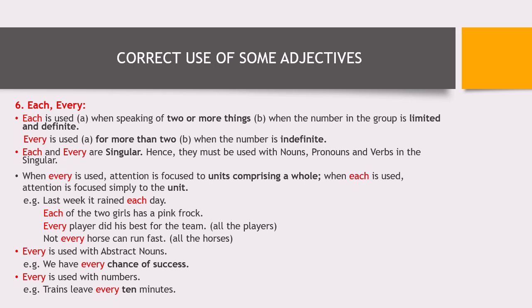All the horses. Every is used with abstract nouns. For example, we have every chance of success. Every is used with numbers. For example, trains leave every 10 minutes.